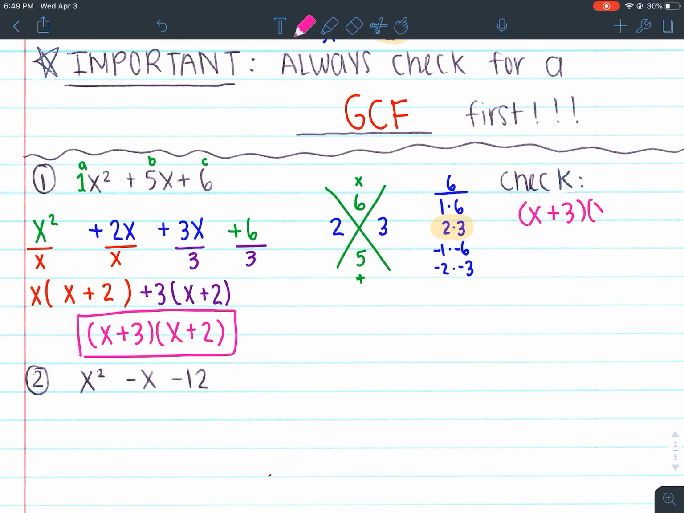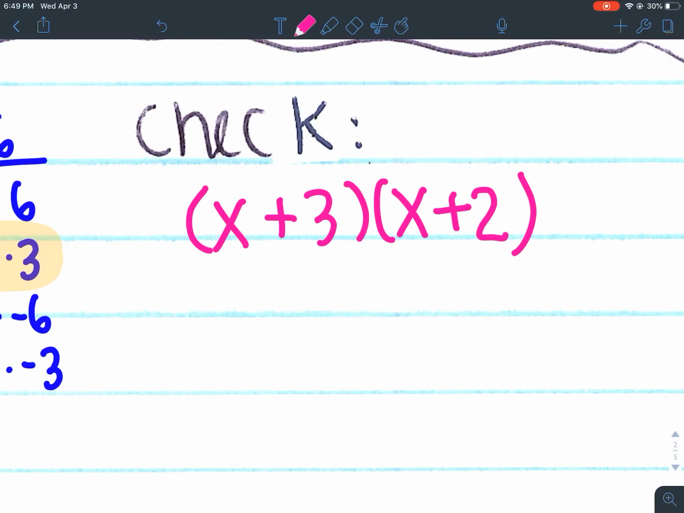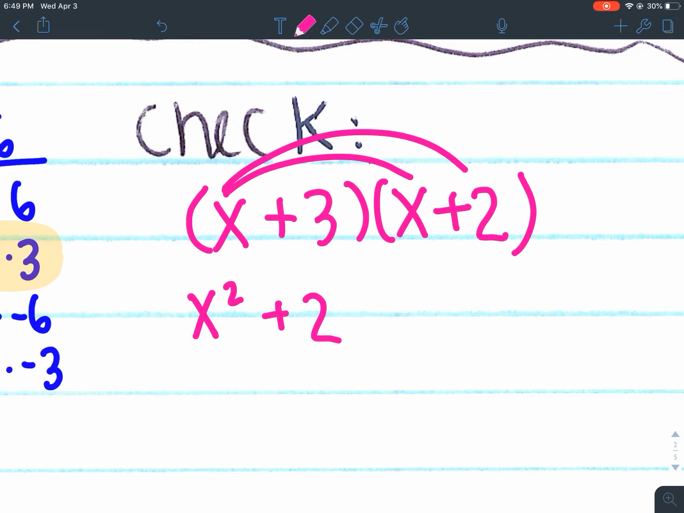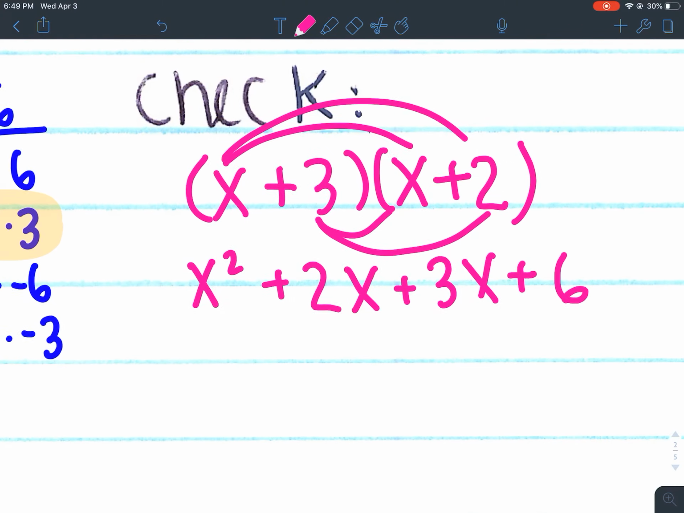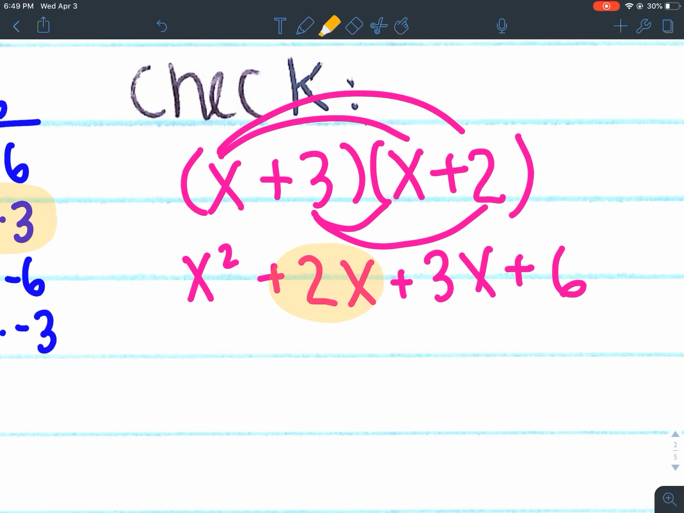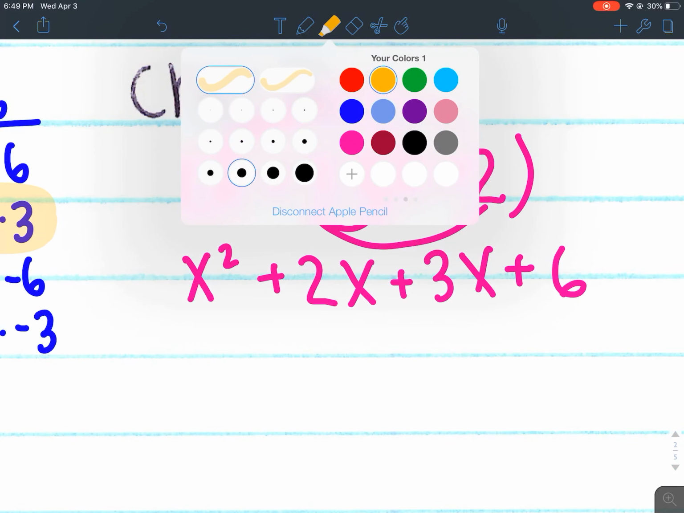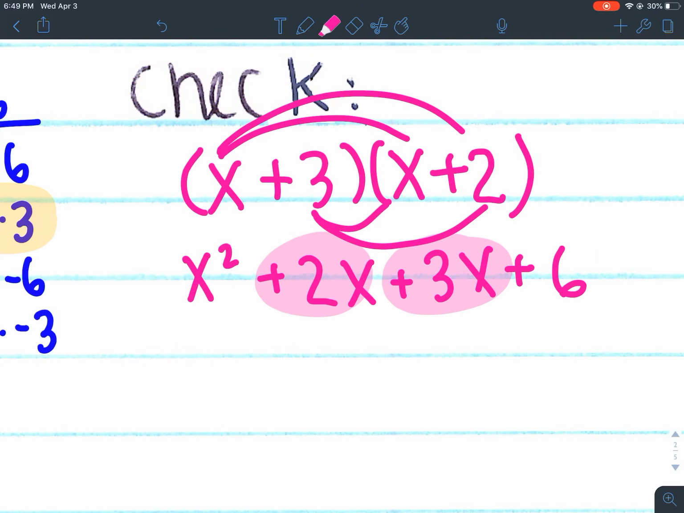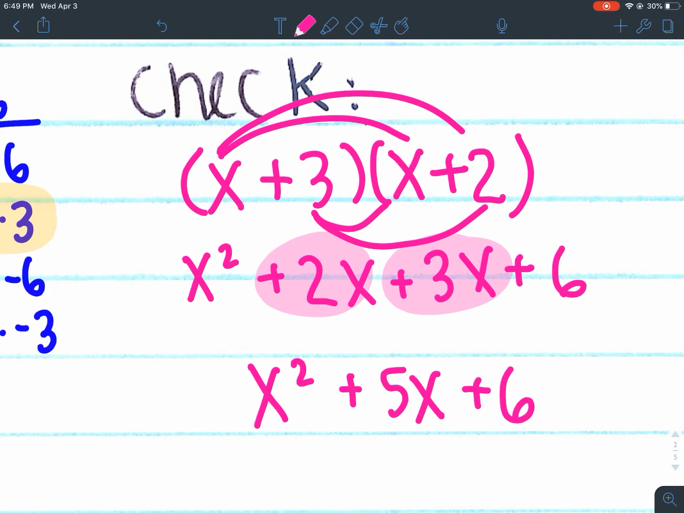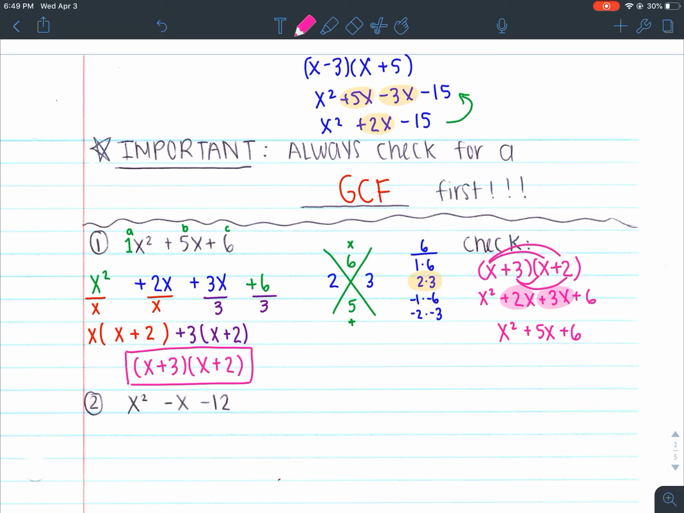Now, how could I check? Well, let's check really quick. Let's do double distribution. Let's distribute it back in and see if we get the same thing we started with. X times x is x squared. X times 2 is positive 2x. 3 times x is plus 3x. Positive 3 times 2 is plus 6. I have like terms here. Sorry, I'm going to use a different color. Let's do pink. That's going to be x squared plus 5x plus 6. Is that what I started with? Yeah. So I did it correctly.